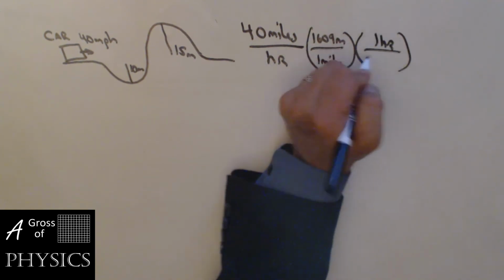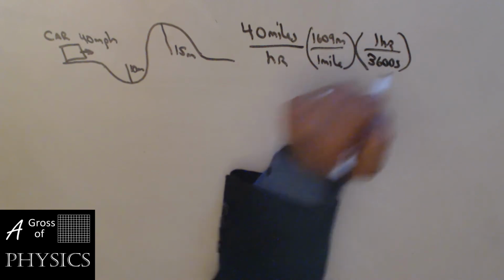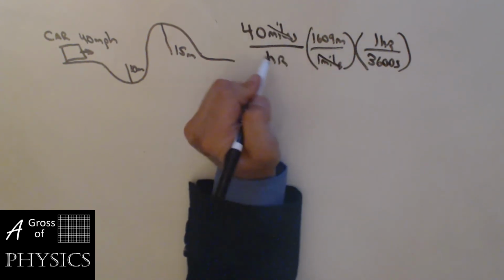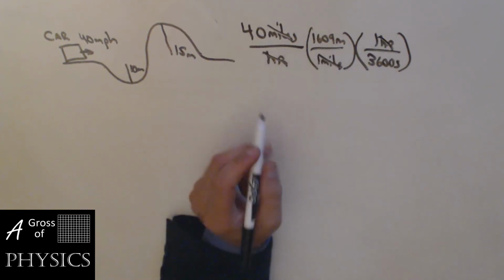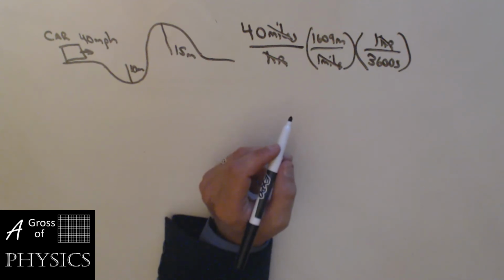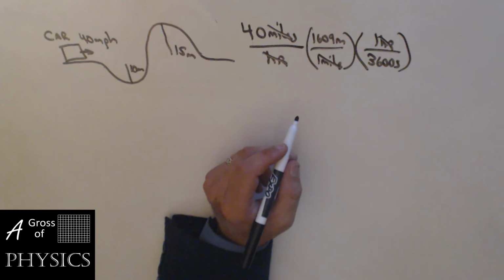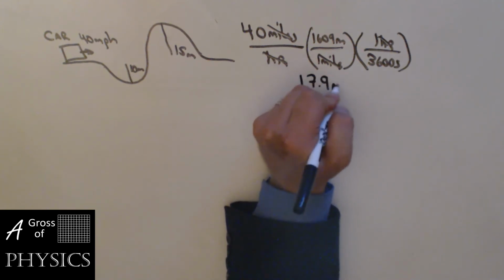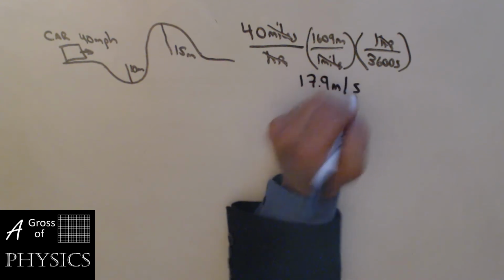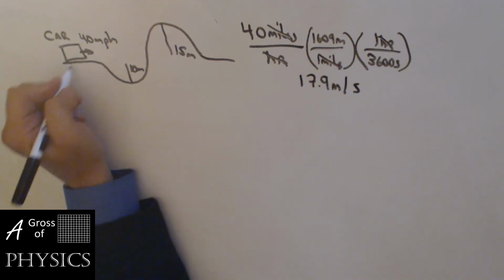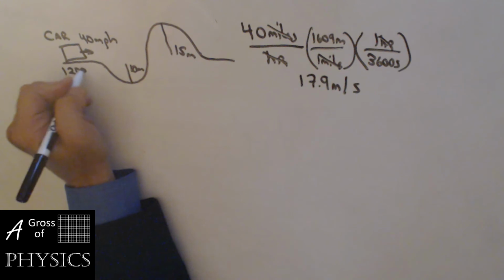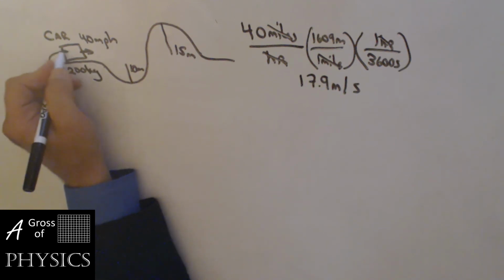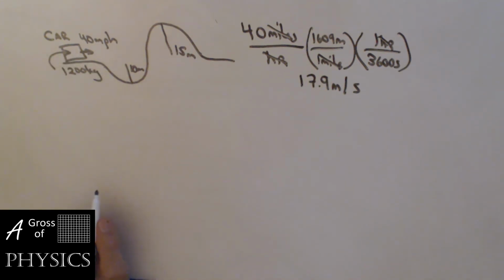1 hour is 3,600 seconds. Miles will cancel. Hours will cancel. We're left with meters per second. So 40 times 1609 divided by 3,600 is 17.9 meters per second. Now, the car also has a mass of 1,200 kilograms. So I'll just put that here. I'm not going to fit it in the box that I drew.